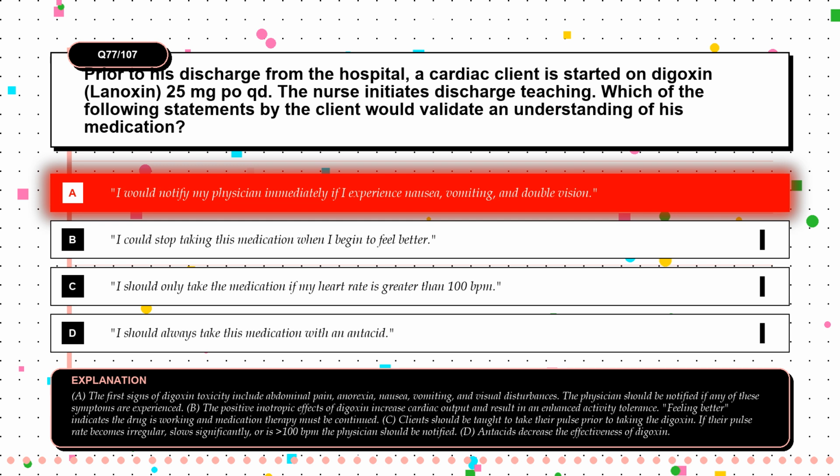B. The positive inotropic effects of digoxin increase cardiac output and result in an enhanced activity tolerance. Feeling better indicates the drug is working and medication therapy must be continued. C. Clients should be taught to take their pulse prior to taking the digoxin. If their pulse rate becomes irregular, slows significantly, or is over 100 bpm, the physician should be notified. D. Antacids decrease the effectiveness of digoxin.